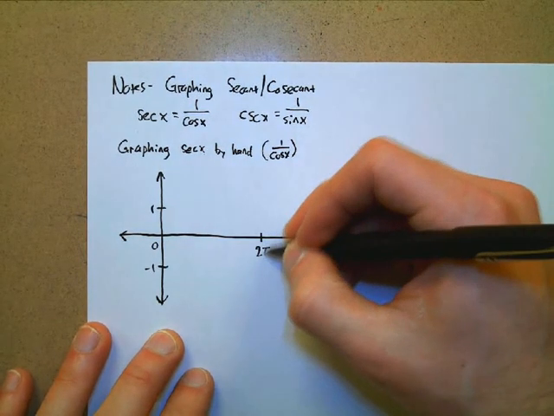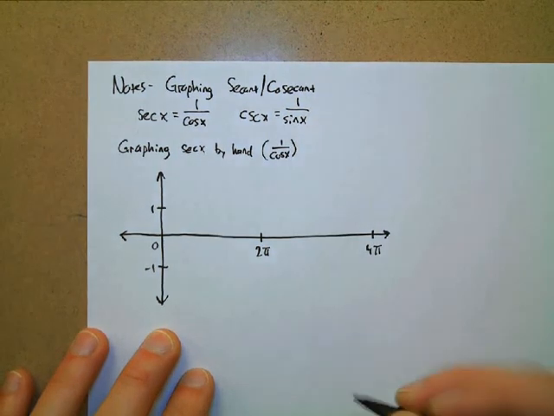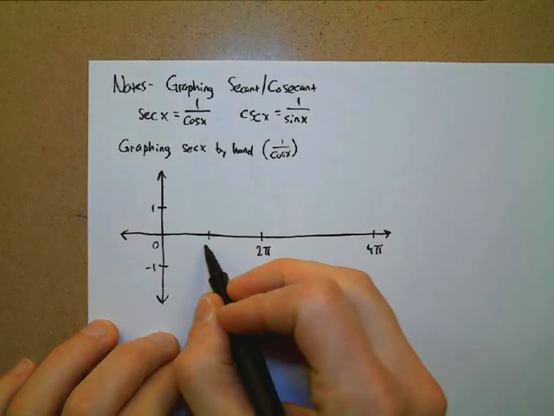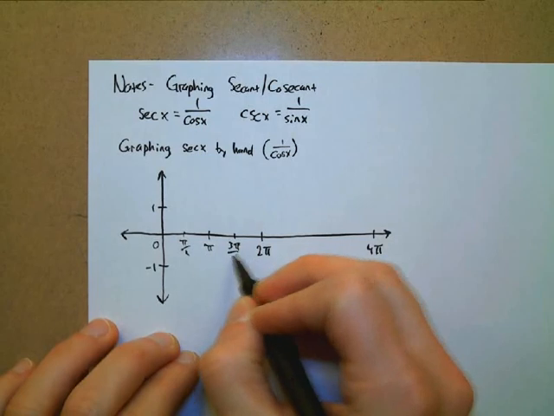So there's 2 full periods, right? Cosine normally goes between 0 and 2 pi. And then another 2 pi out would take us from 2 pi to 4 pi for another full period. And we'll find all those half points and quarter points there, so that way we get all the important points.